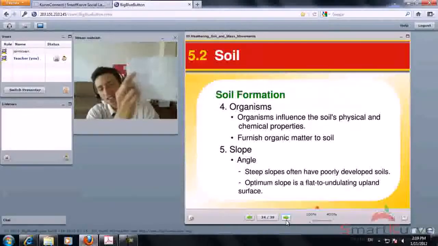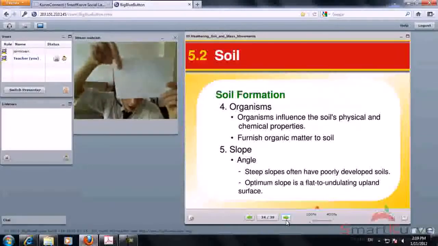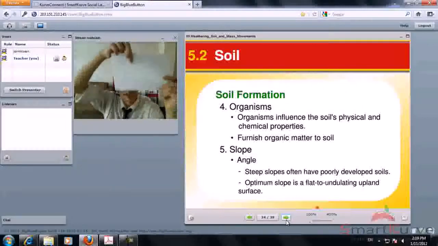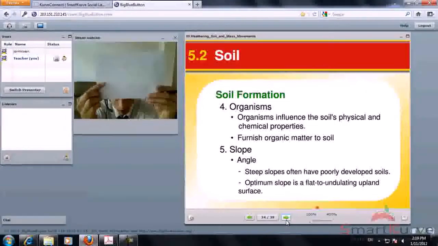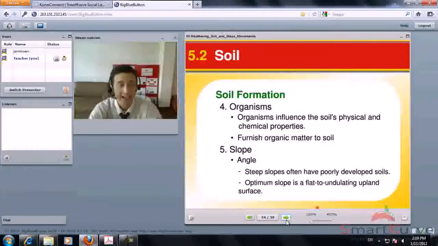If you have a steep slope, erosion is going to carry all of the soil away. So there's not going to be any soil left there. However, if there's a flat, undulating upland surface, erosion can't carry away the soil.